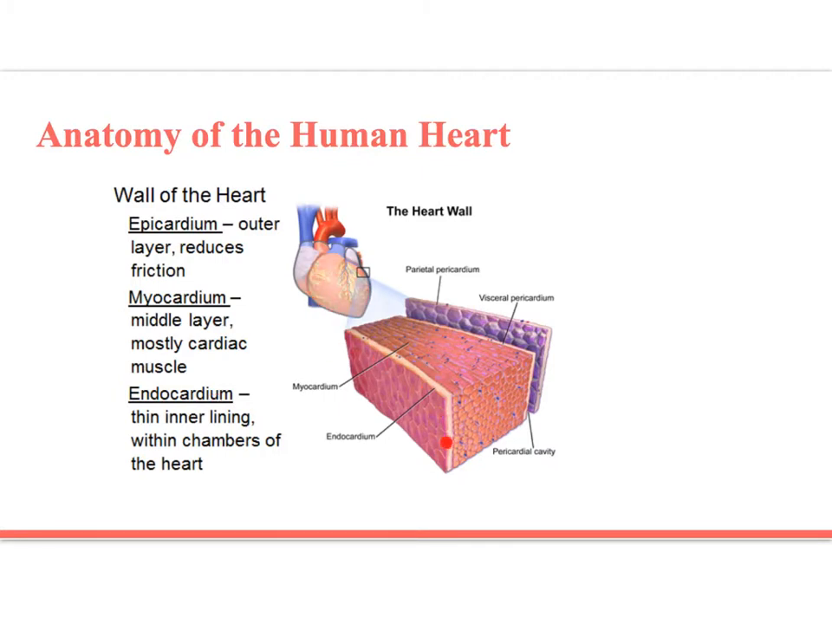Last but not least, we have the endocardium. That is the thin inner lining within the chambers of the heart. So this actually comes in contact with blood. All right, so this would be the inside portion of, let's say, the ventricle, left or right, or the atrium. So this endocardium serves as a means to contain all of that blood.